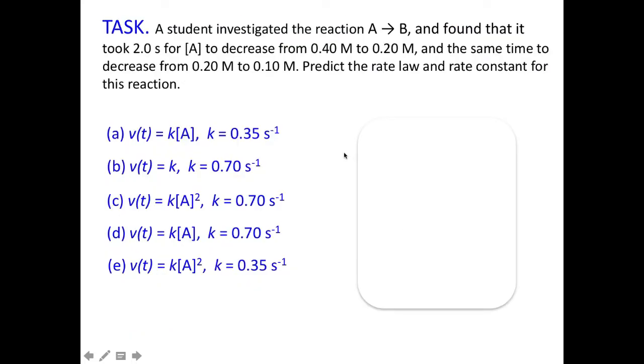Now let's do a task. A student investigated the reaction A gives B and found that it took 2 seconds for the concentration of A to decrease from 0.4 molar to 0.2 molar, and the same time to decrease from 0.2 molar to 0.1 molar. Now predict the rate law and rate constant for this reaction. You can just stop this video and play again to see the solution.